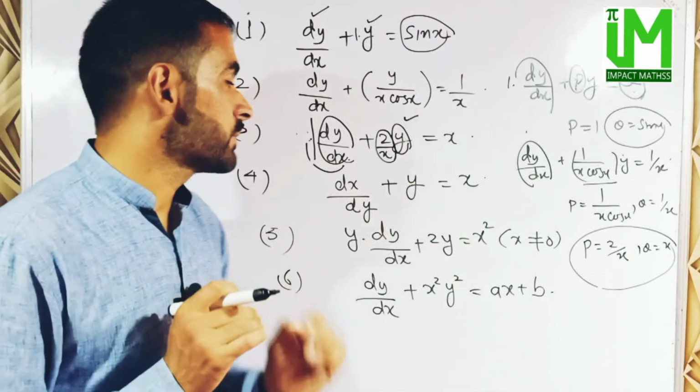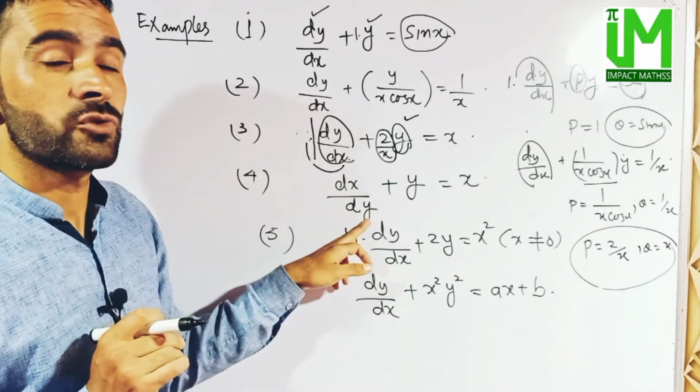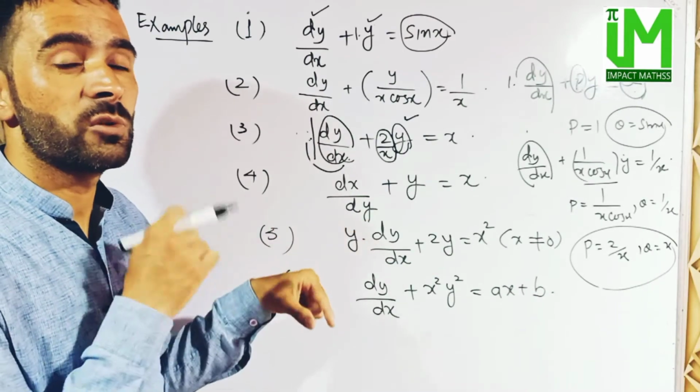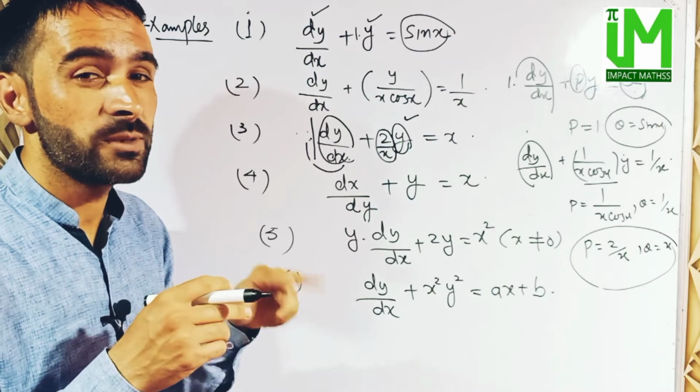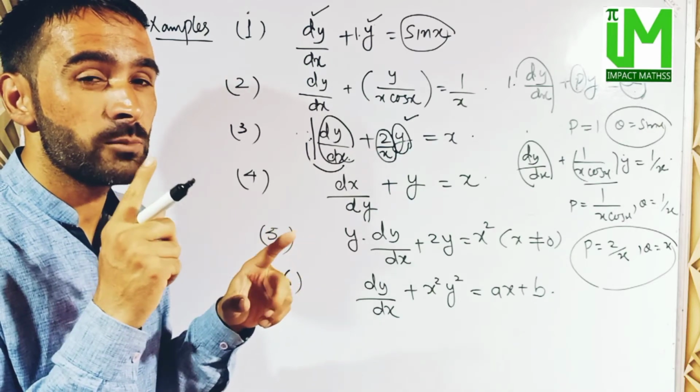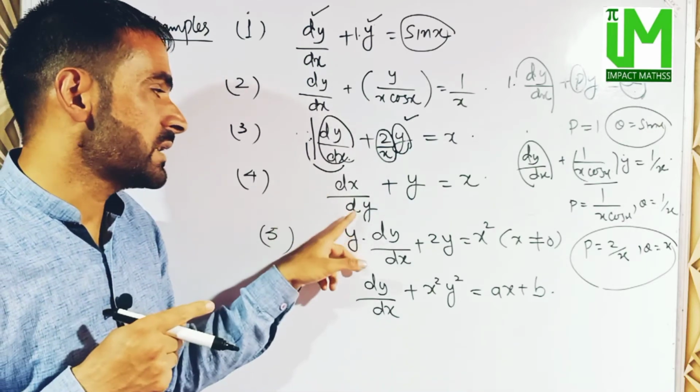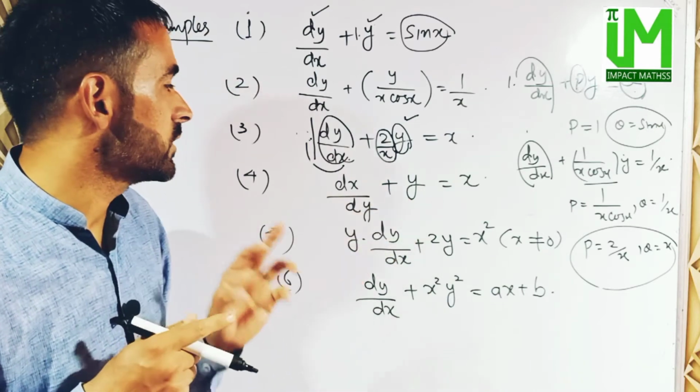Now in the fourth case we have dx by dy. So note that here we have switched the roles of the dependent and independent variable. The roles of the dependent variable and independent variable have been interchanged. So dx by dy plus y is equal to x.